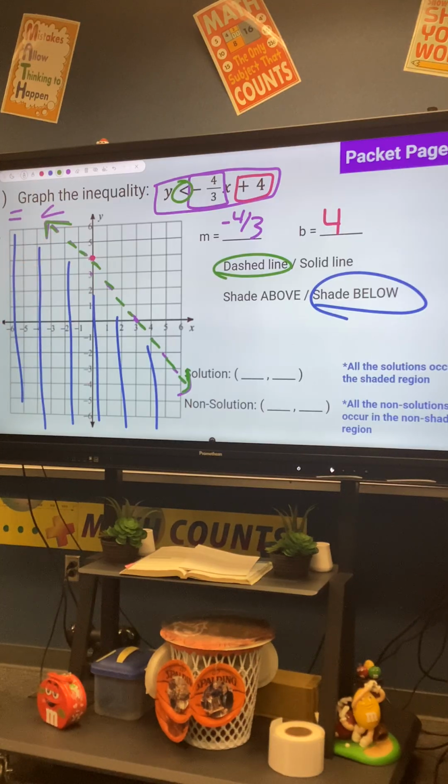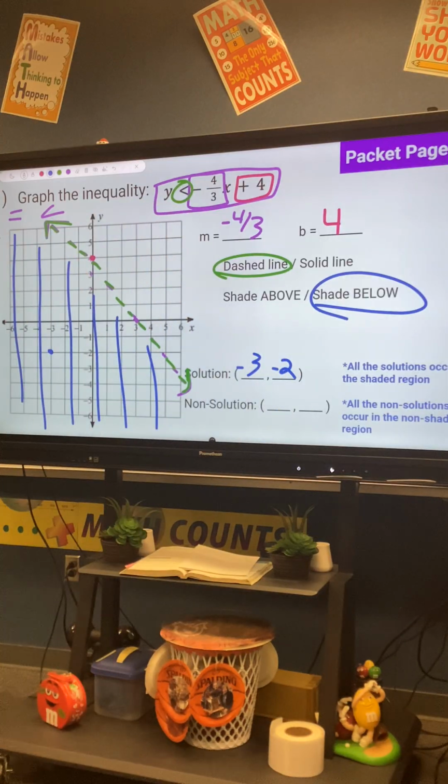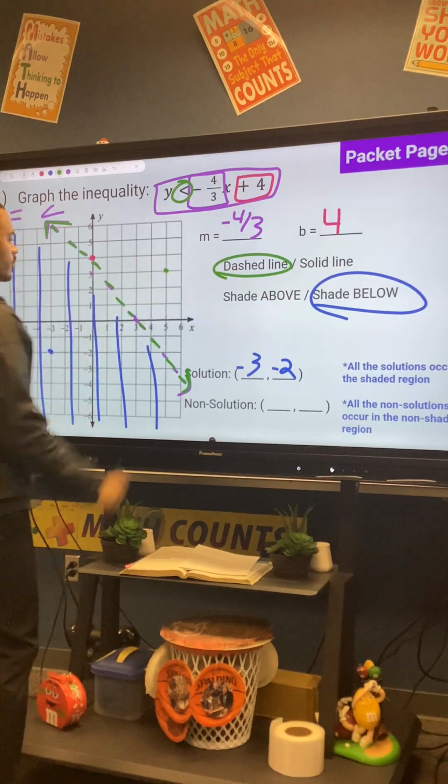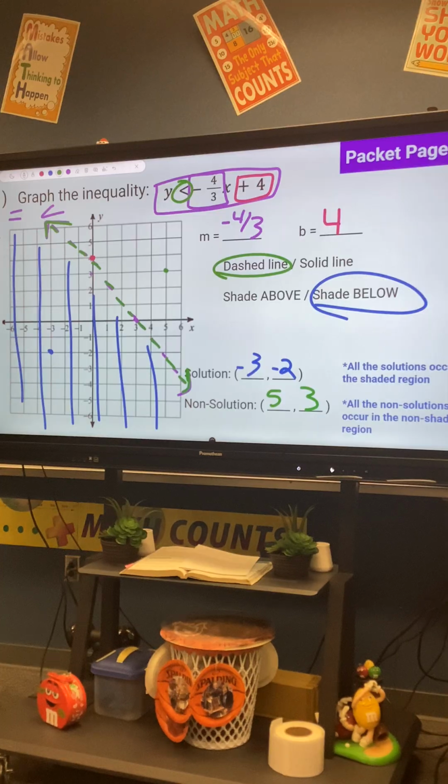Your solutions will be inside of the shaded region. Inside of the shaded region. Did I not give you example one? Y'all see this point right here, (-3, -2)? Since it's inside that shaded area, that is a solution. A non-solution is going to be anything that is on this dotted line or above this dotted line. So for example, (6, 5) is not a solution. So all solutions are in the shaded region.